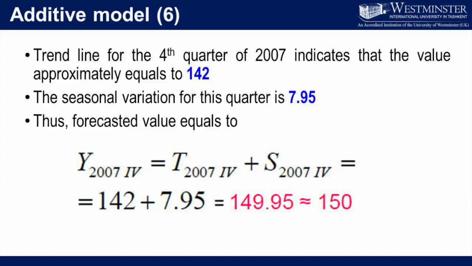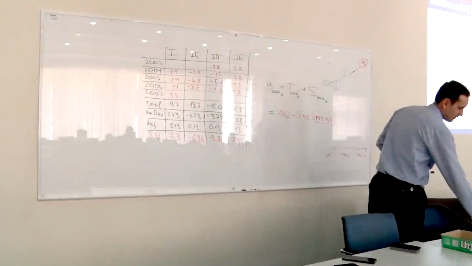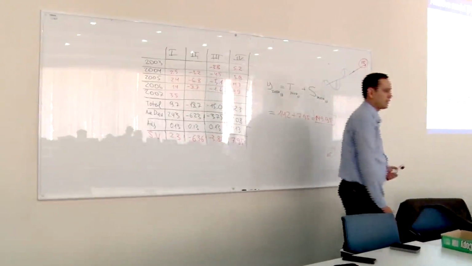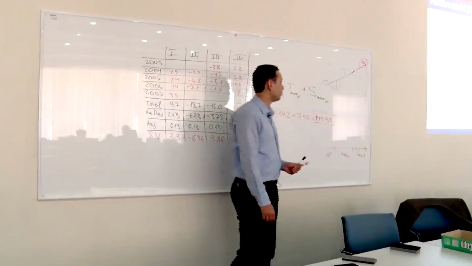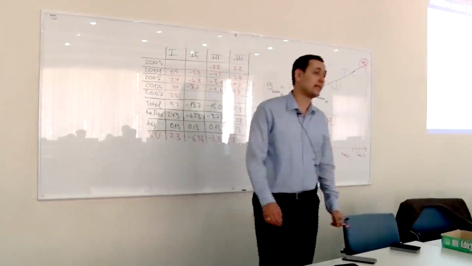So now you can say that in the fourth quarter of 2007, our sales will be equal to almost 150. See, it says in thousands, 150,000 computers. Okay, so this is the last step you do. This is your forecast, using the additive model.